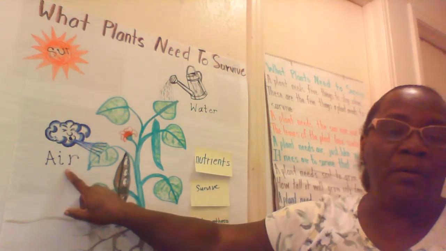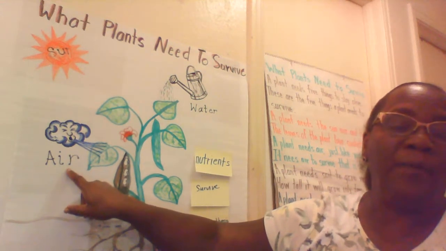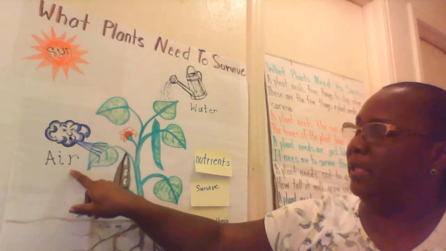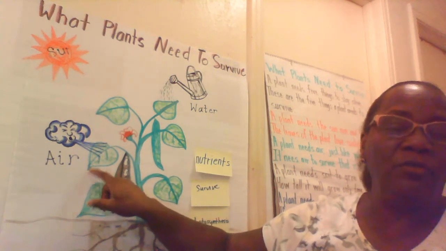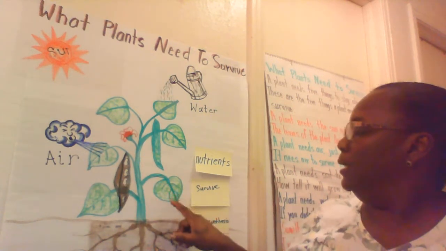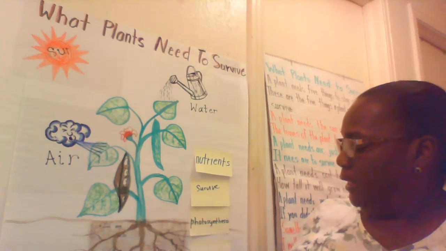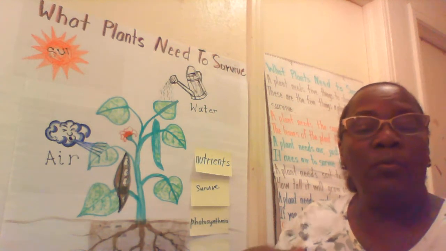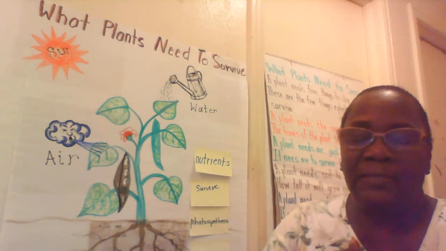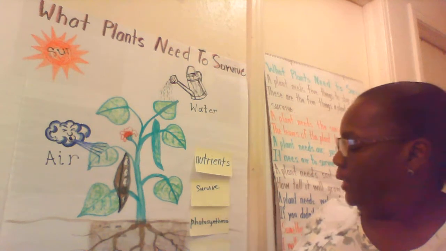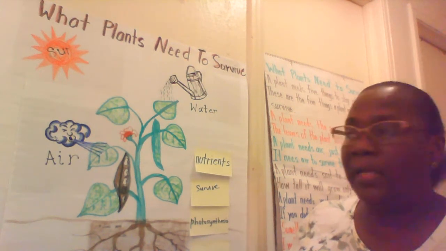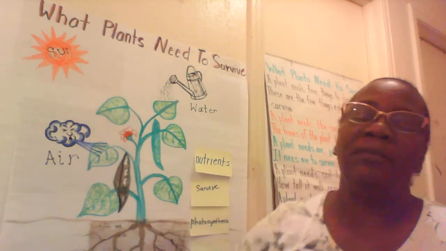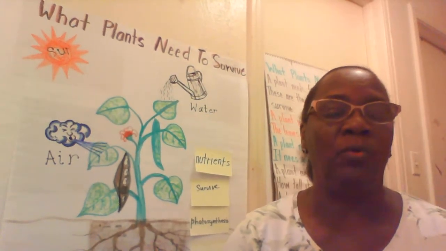Plants need air. They use air as part of the process for making food called photosynthesis. So they need air to breathe. They breathe in air through tiny holes in the leaves. Plants also need nutrients. The nutrients are what they need to survive. We need nutrients too. So we need soil, we need nutrients, we need water, we need air, and we need sunlight. Those are the things that plants need in order to survive.